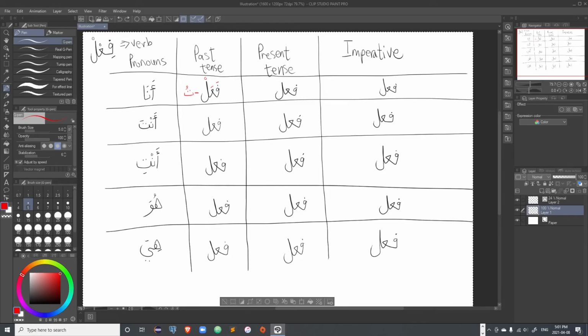For the anta, it is the same. We will add the ta at the end, suffix. However, instead of فعلت, فعلت. أنت فعلت. You did. This is I did or I made. You did. فعلت.